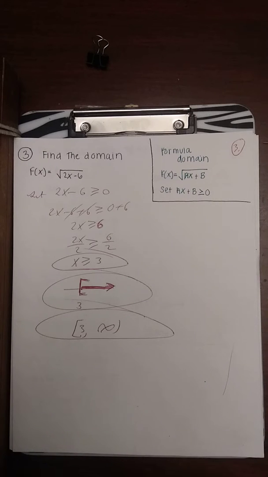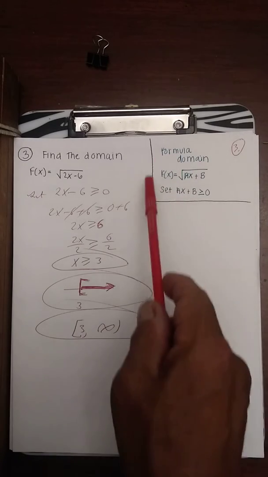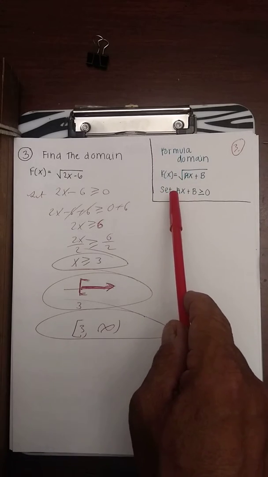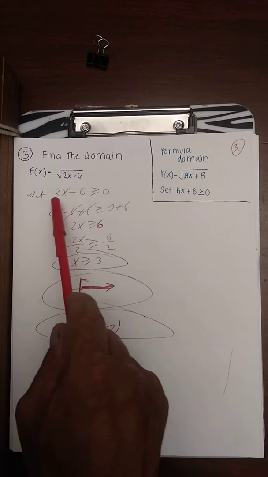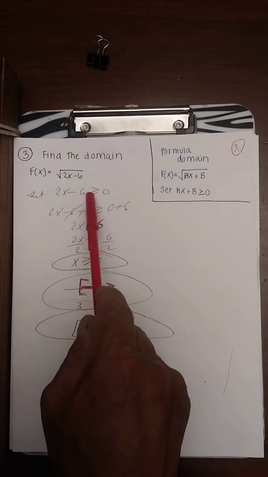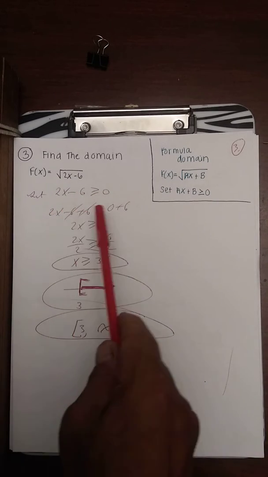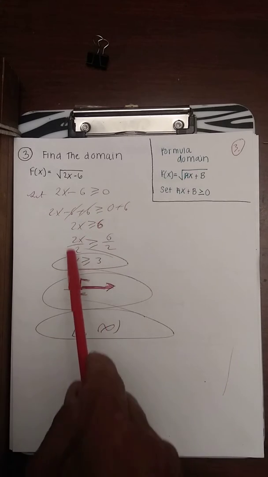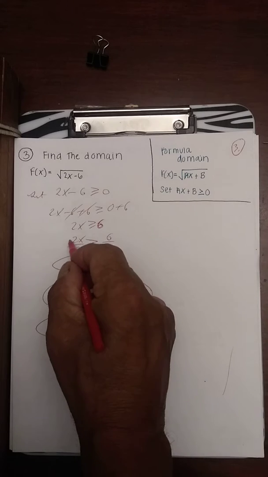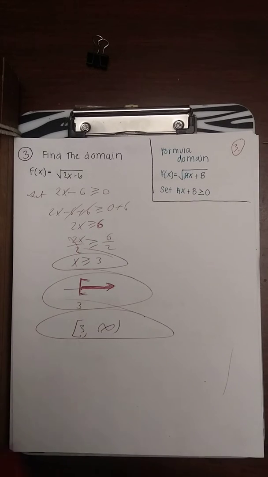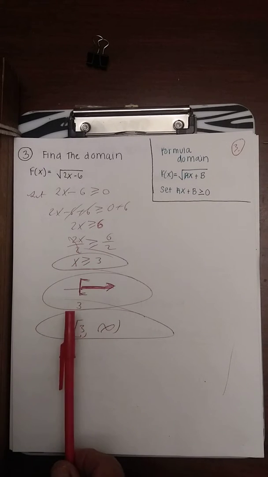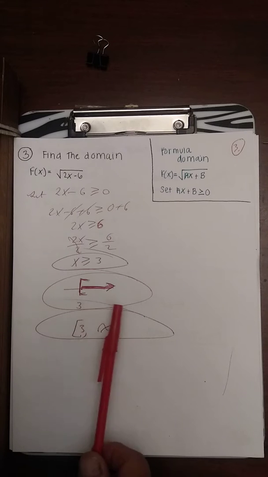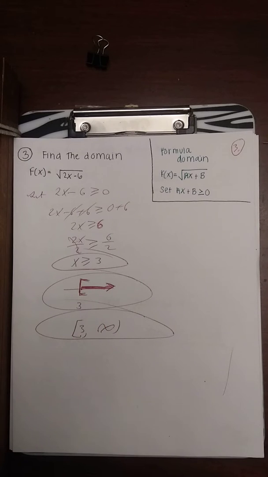Find the domain of a radical function. Here's the formula. So that ax plus b was bigger than or equal to 0. So 2x minus 6 is greater than or equal to 0. Add 6, add 6. 2x is bigger than or equal to 6. Divide by 2, divide by 2. Yes, these cancel. So x is bigger than or equal to 3. Or 3 to infinity, including 3.